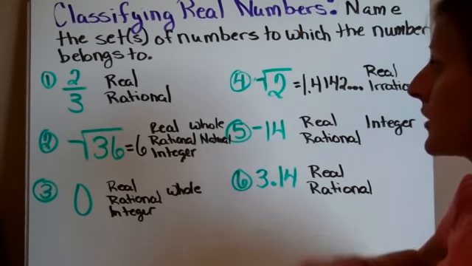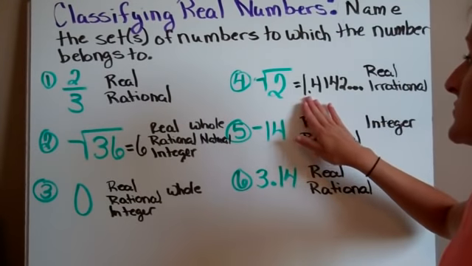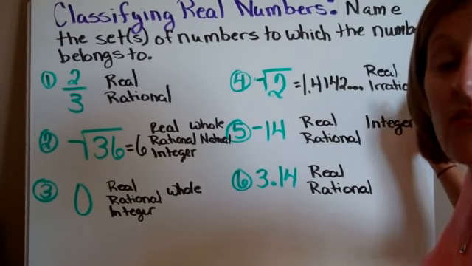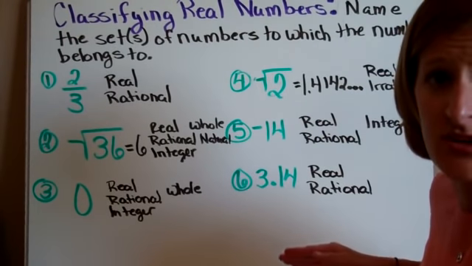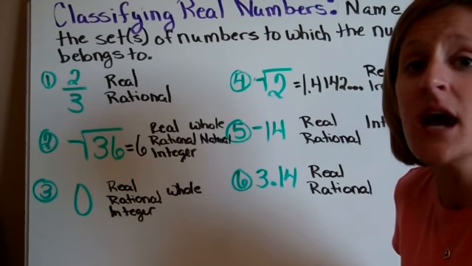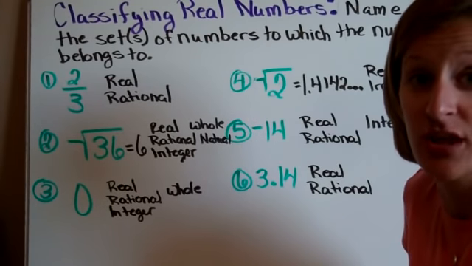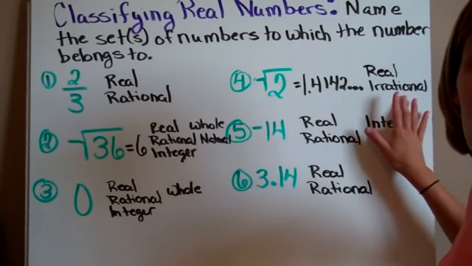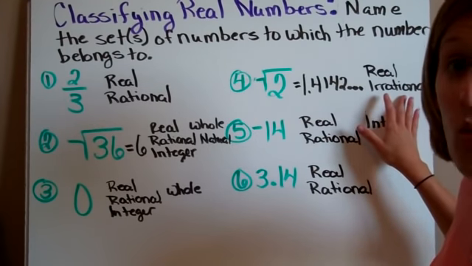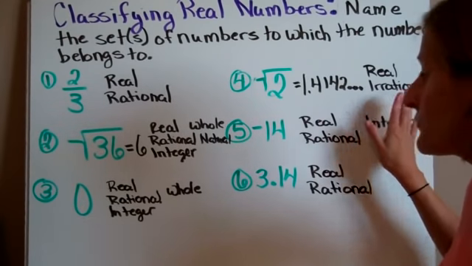The next one is the square root of 2. Remember, we got to figure out what the square root is. You notice it's 1.4142, and your calculator will keep going. Eventually it will end, but it fills up the whole entire screen, never repeats. So we do know it's real, but this time it cannot be expressed as a fraction, therefore it's an irrational number. Since it's irrational, it cannot be anything else. I won't write integer, I won't write whole, nothing. Since it's irrational, it's just irrational and you're done.